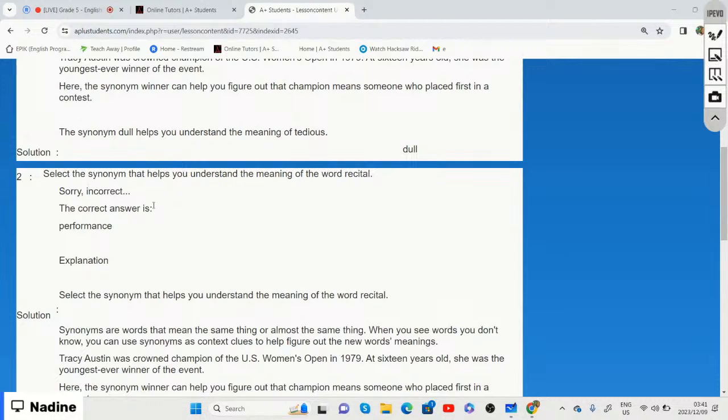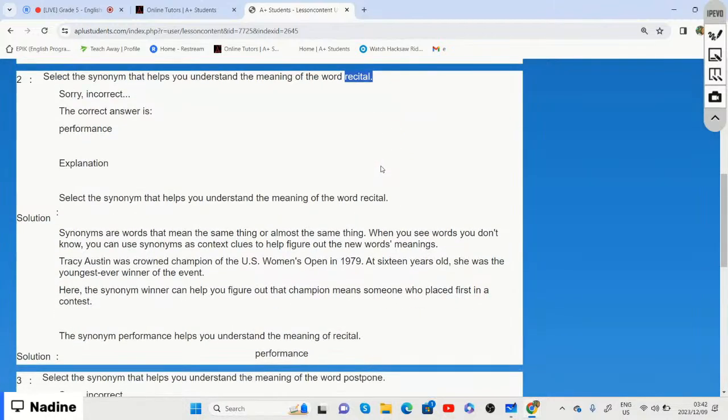We need to select the synonym that helps you understand the meaning of the word recital. If you look at the word recital, you need to ask yourself, where have I heard the word recital? Usually recitals are when they are doing plays or when somebody is performing, right? So that is why we would say that recital is more like a form of performance. You are performing something, you are reciting something, right? And that can mean recital.